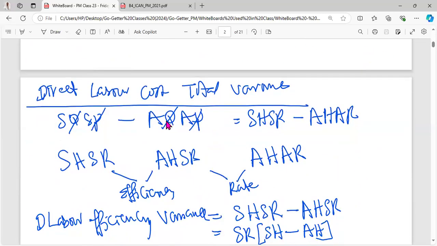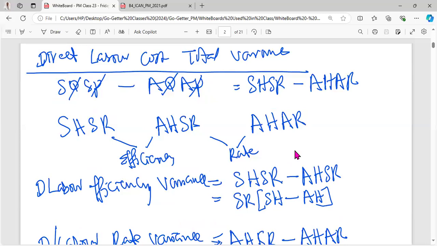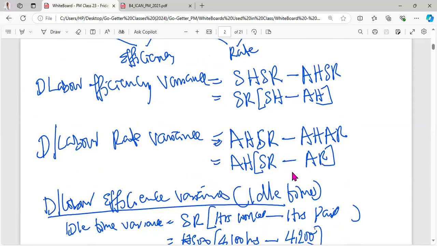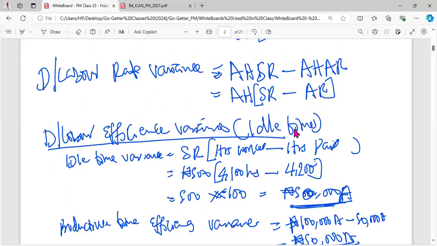Then we looked at labor variance, the total labor variance. And we said where we derived it was to remove all the Q's and the P's and replace them with H and R. That is, all the quantity replaced with H's, all the price replaced with rates. And we got efficiency and rate variances, which are the sub variances of direct labor. Then we said that we can also get idle time variance.